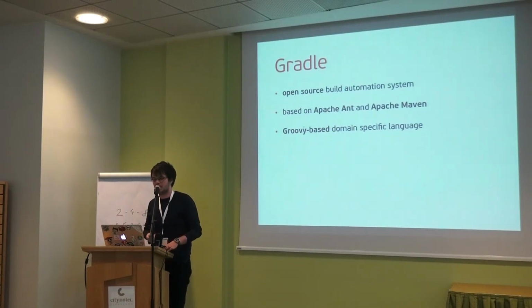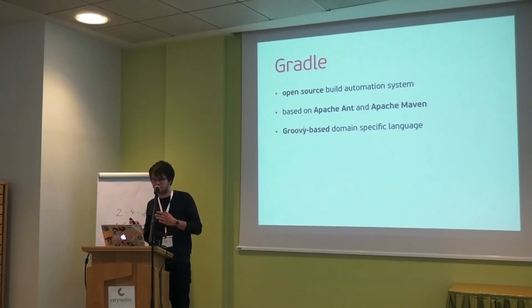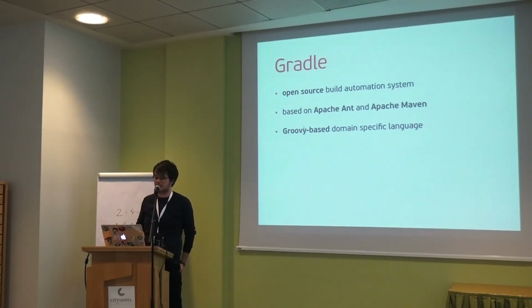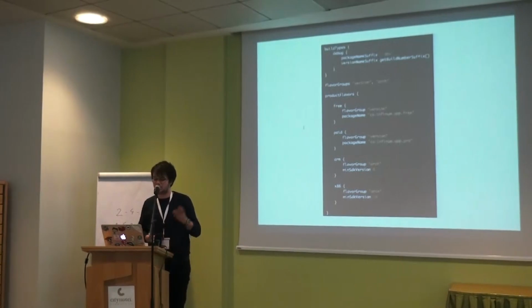build system for Android. If you don't know, Gradle is an open source build automation system, which is based upon Apache Ant and Apache Maven. We can say that Apache Ant is something like Make in terminal, and Maven is some kind of external repository which holds all the libraries which you include into your application. And the great thing is that Gradle uses a Groovy-based domain-specific language, which is great for Java developers because it's actually built on top of Java, and it has a really nice syntax.